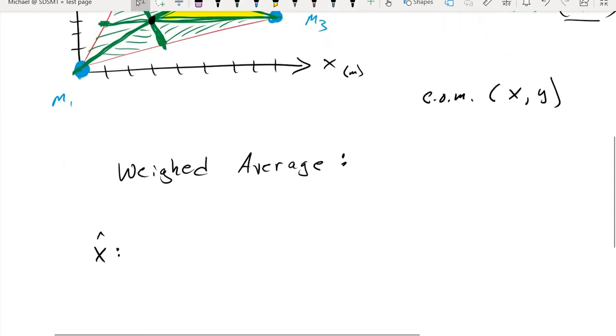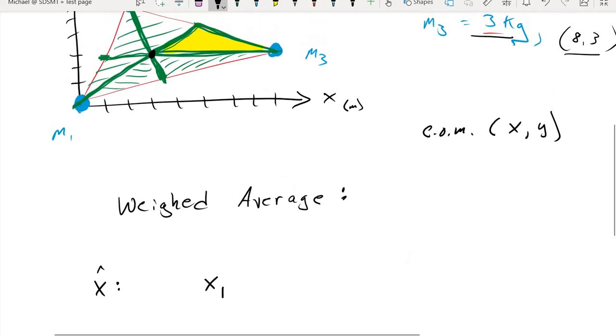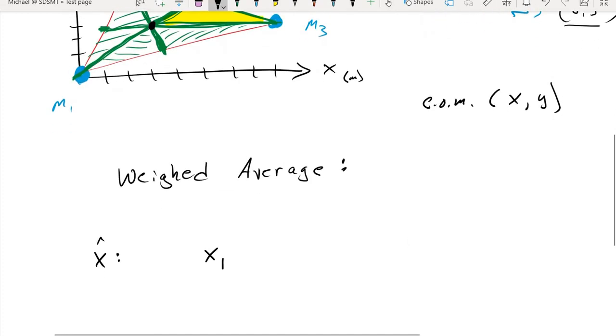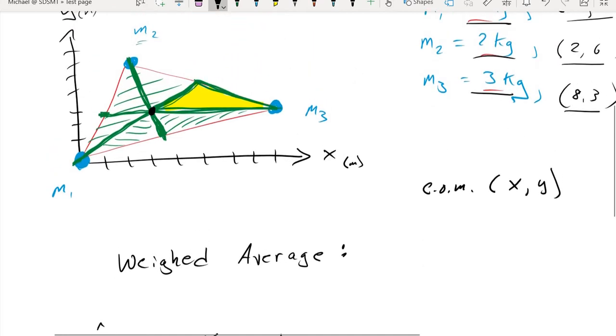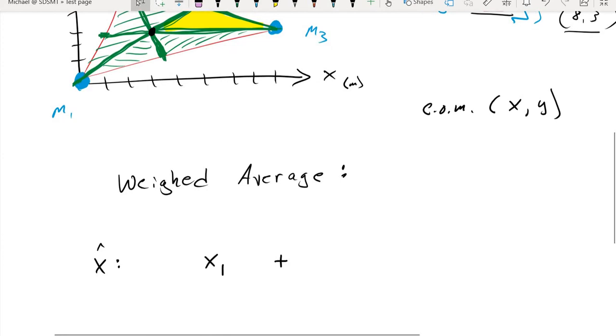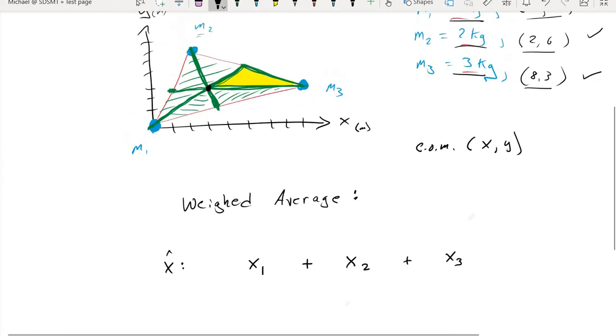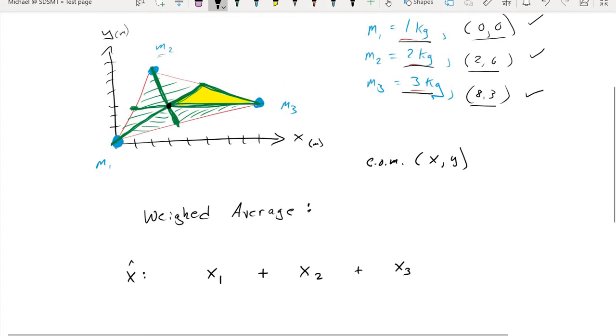So we'll start with mass 1, and we'll ask ourselves, where is mass 1 on the x-axis? Well, mass 1 has an x value associated with it. We'll add that to the x value of mass 2, and then we'll add that to the x value of mass 3. And this is the first step in any kind of averaging process. We have to add things up.